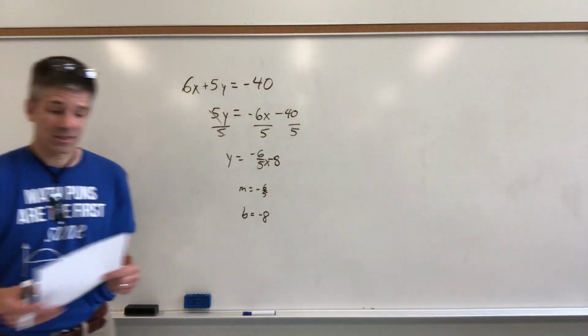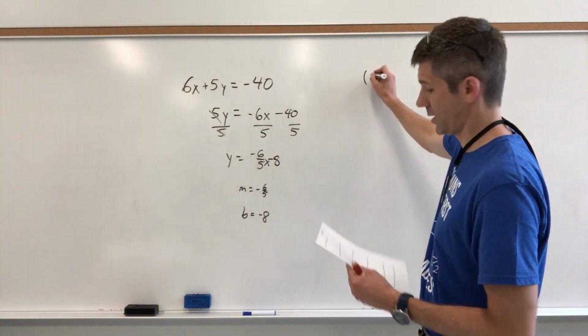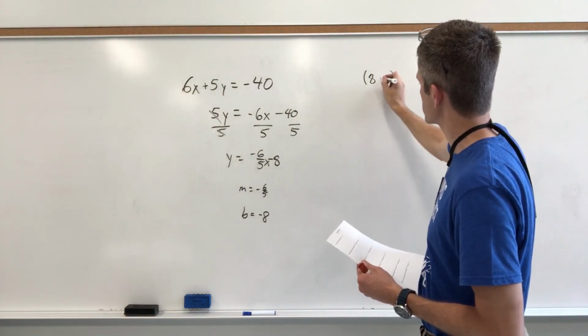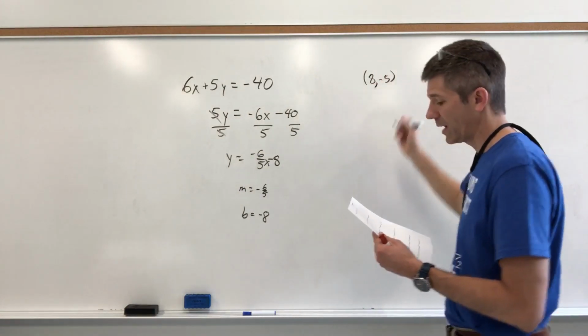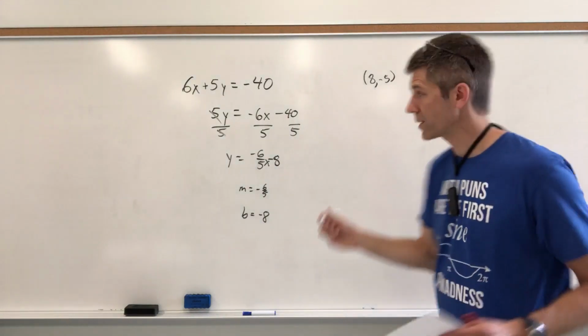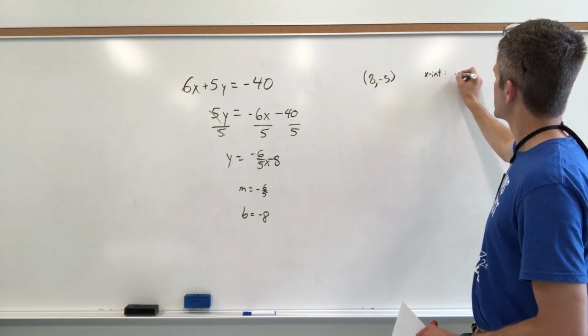The next question says, what is the equation of the line that passes through the coordinate (8, negative 5), and has an x-intercept of 2, just plain positive 2. So the x-intercept is at 2.